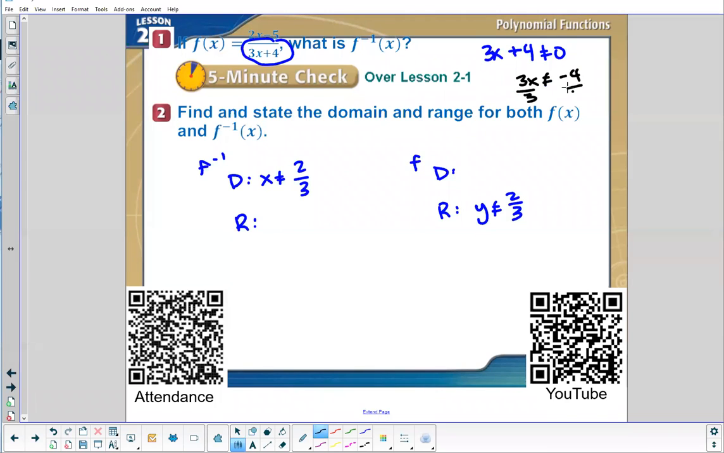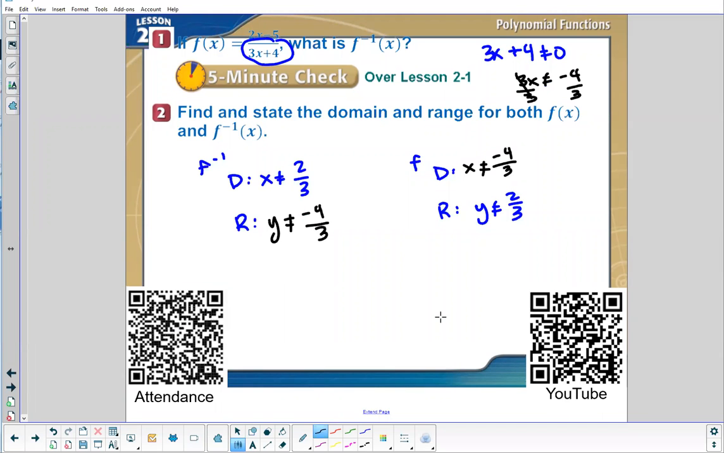Times by 3, we divide it by 3. Dividing cancels the multiplication. So over here, the original one's x cannot equal negative 4/3. That means the inverse's range is that y will not equal negative 4/3.